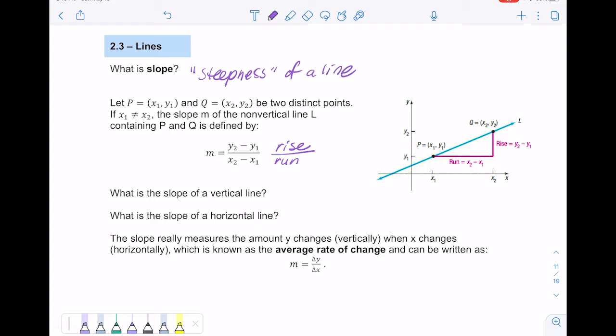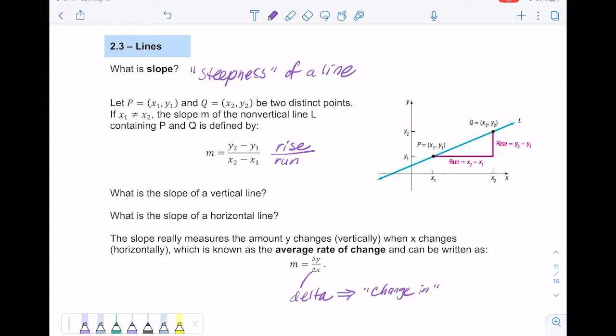It's also referred to as the Greek symbol delta y over delta x. So delta looks like a triangle, and delta just means change in. So it's the change in y over the change in x.